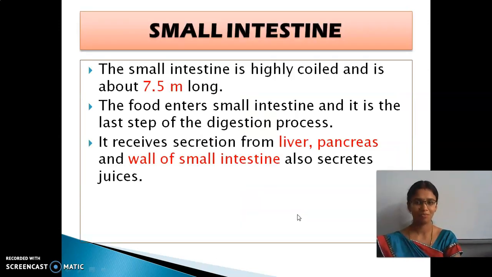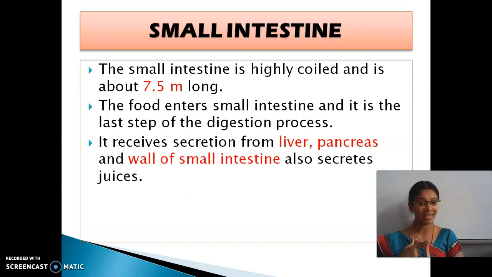So, the small intestine. It is highly coiled. What is the length? It is 7.5 meters long. The food enters the small intestine, which is the last step of the digestion process, as I said. In the small intestine the digestion process is completed. The food receives secretions, that is, the juices secreted from the liver and pancreas.